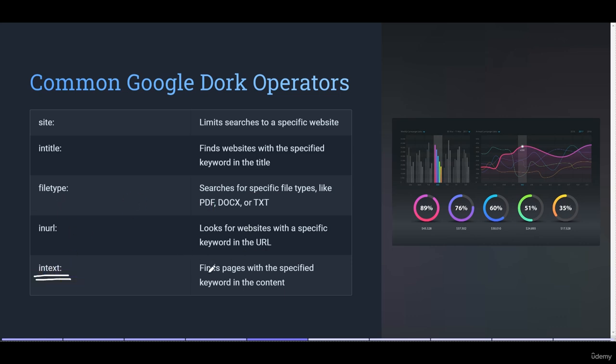After that, we have in text, which finds pages with the specified keyword in the content. Like if there is a description of a product on Amazon, and you search in text with some of the words of the description, then it would show you that particular page. Let's move on to the next slide here.